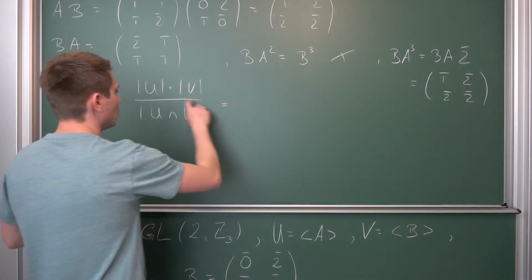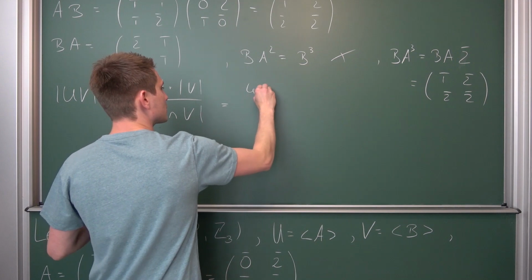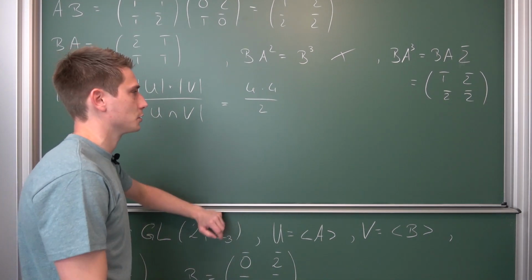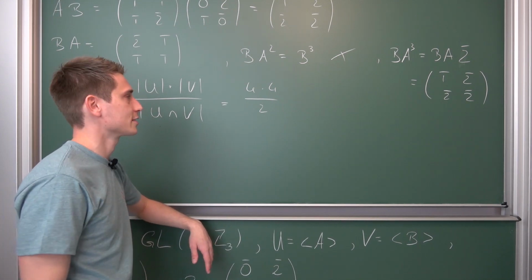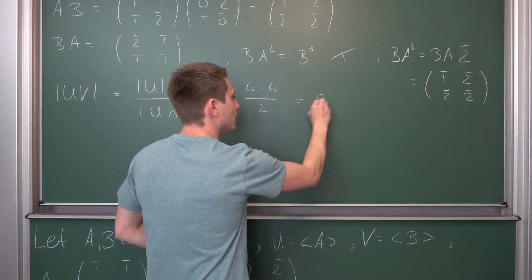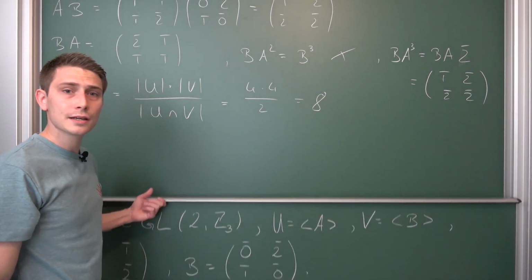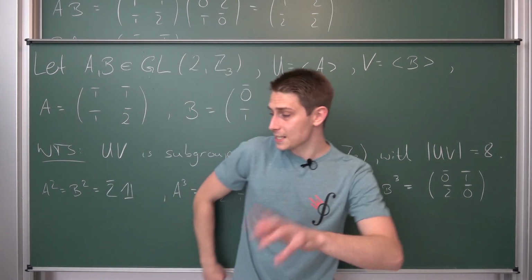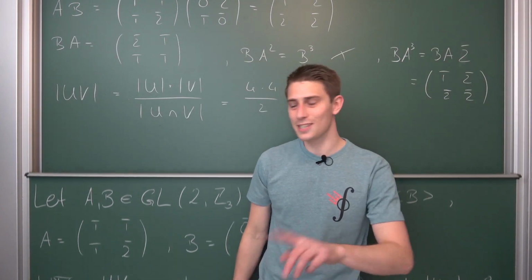Meaning overall, the order of UV is 4 times 4 over 2. We can divide by 2, it's not equal to 0, trusting the Peano axiom, successor of 1. This makes 16 over 2, which is nothing but 8. Meaning overall, the order of UV is indeed 8. And thus, we are done with this. Next up is the next exercise. That was easy, wasn't it?